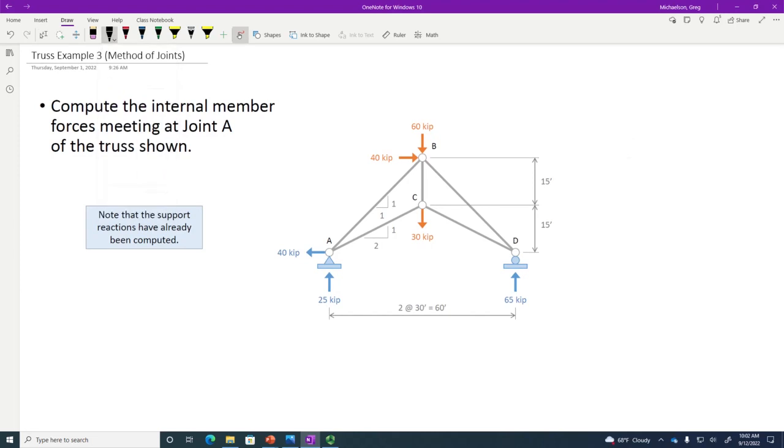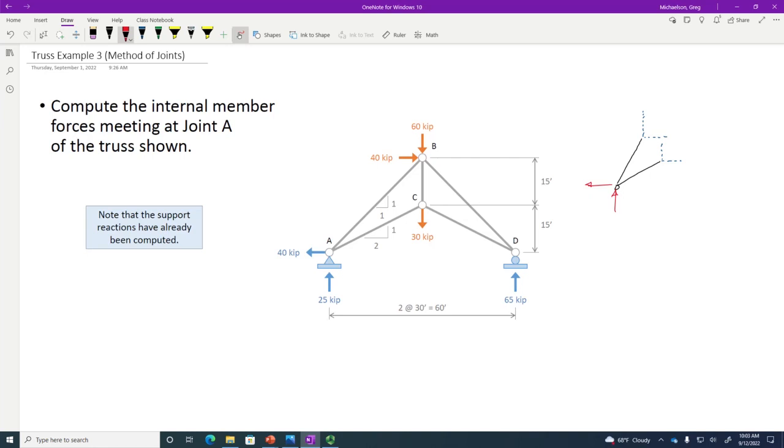So here's joint A. There's a member that goes like this and a member that goes like this. Now, these are both diagonals, right? So they have a vertical and a horizontal component. And then there's a reaction here and a reaction here. Does anybody see the problem with this joint? How many unknowns do I have in the vertical direction? Too many. Two. I have one too many. What about in the horizontal direction? I have two.